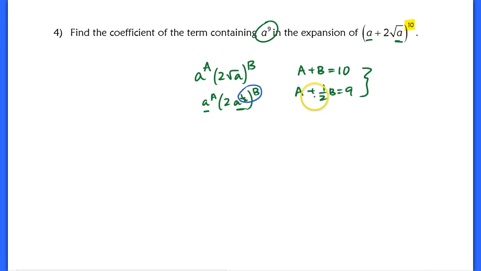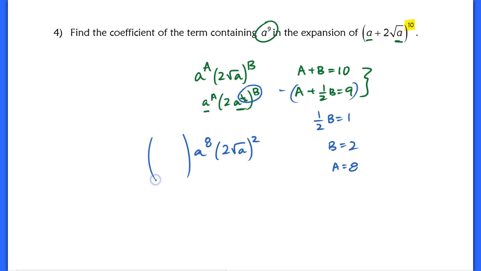To solve this, I'm just going to subtract that whole line here. I have 1/2 b then equaling 1, so b equals 2. And if b equals 2, then a must equal 8. So the term itself was a to the 8th power times 2 root a to the 2nd power. Therefore, the binomial coefficient here should be 10 choose 2, right? We want to match that exponent here.